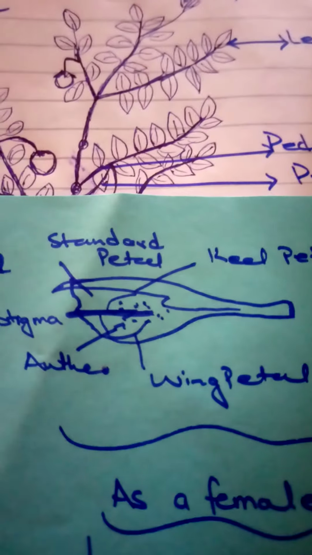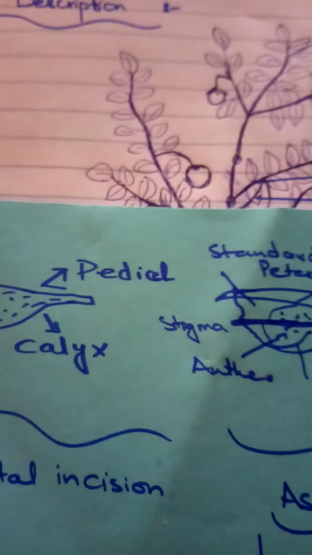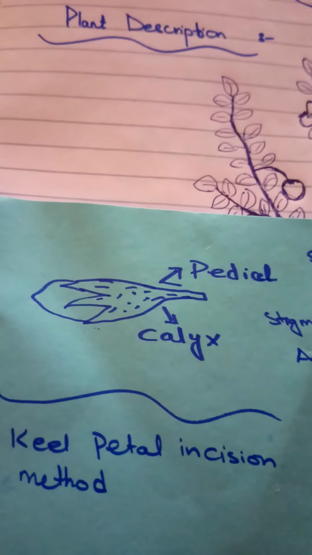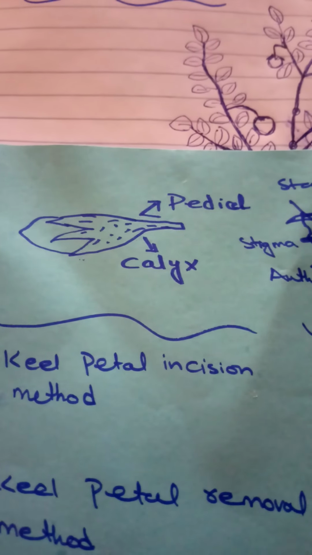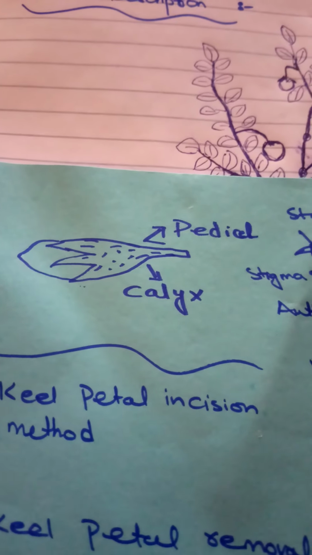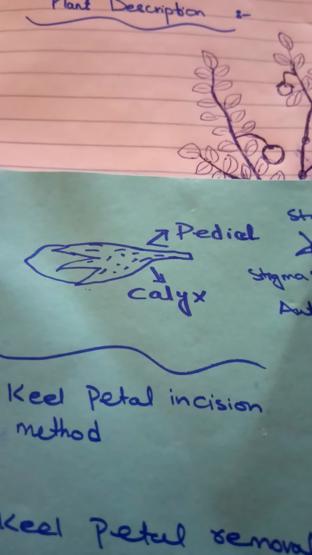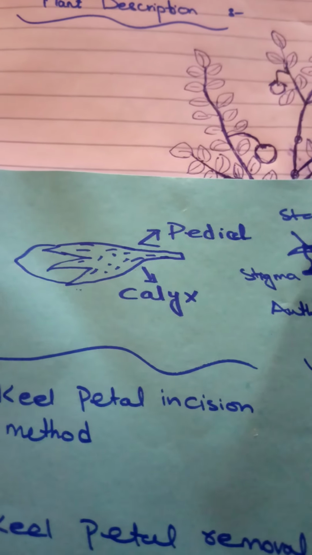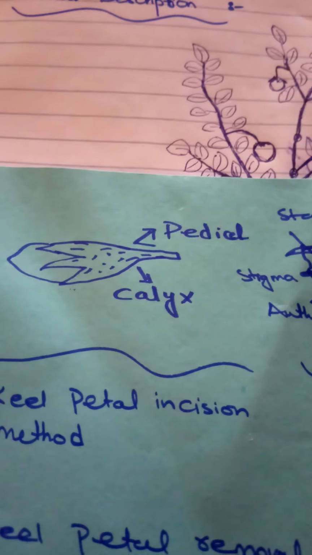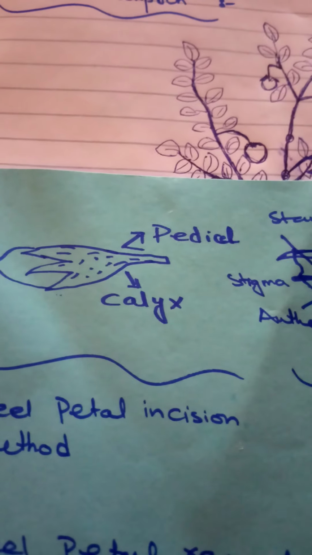Okay, so there are 2 methods which are normally used for cross pollination. First is the keel petal incision method, and the second one is the keel petal removal method. What is the keel petal incision method? First of all, you have to remove the sepals and both types of standard and wing petals, and after that you have to make an incision in the keel petal, which will expose the anther and stigma.